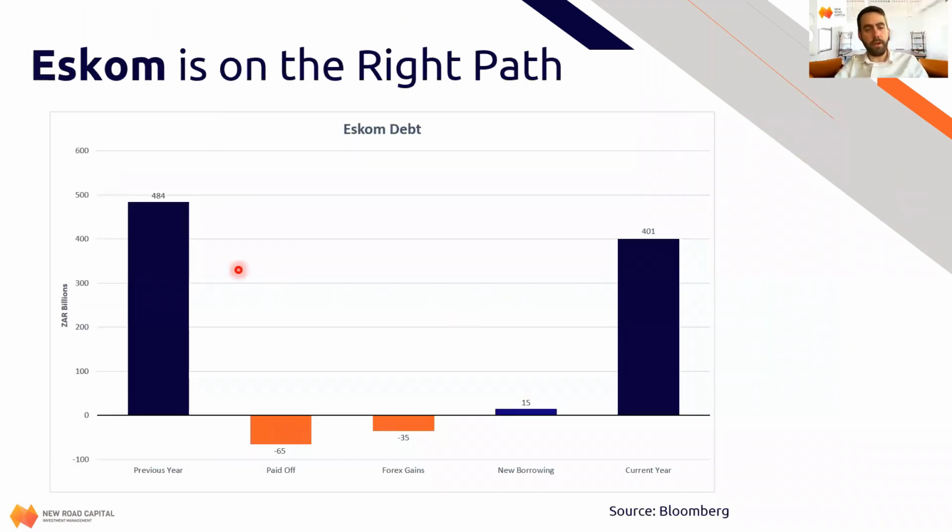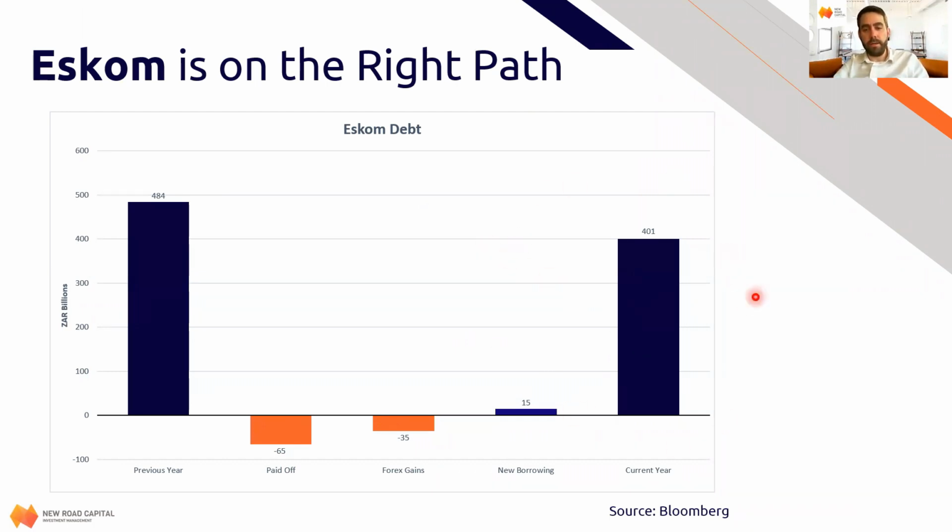You know, Eskom is on the right path. I mean, it's still got a lot of debt, but less than what it had before. It paid off 65 billion rand last year. Another 35 came from forex gains, so that's just luck, I suppose. But it only borrowed 15, so it has paid off about 50 billion rand last year. So it's going in the right way.